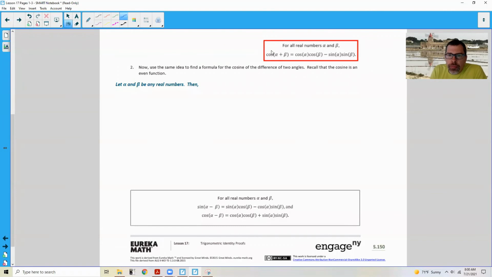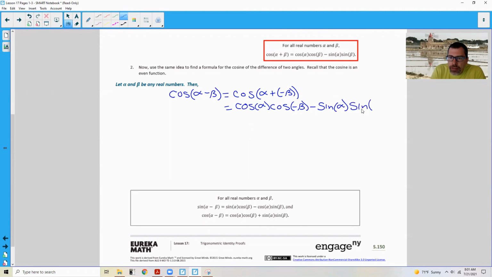Okay, so I brought in the formula for the sum of cosines. And we're going to find the cosine of the difference of two angles. So first thing we want to do is say let alpha and beta be real numbers, then the cosine of alpha minus beta equals the cosine of alpha plus a negative beta. Okay, that's the first step. So that's going to become cosine alpha times the cosine of beta, and in our case it's the negative beta, minus the sine of alpha times the sine of beta, and our beta is a negative beta. So that is going to equal cosine of alpha.